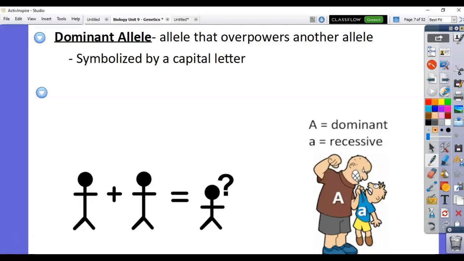So we say a dominant allele. Remember the word allele? It's just a gene, a dominant gene. And it overpowers another gene or overpowers another allele. We use a capital letter to symbolize this. So go ahead and take a second to write this down. If you need to pause the video, go ahead.